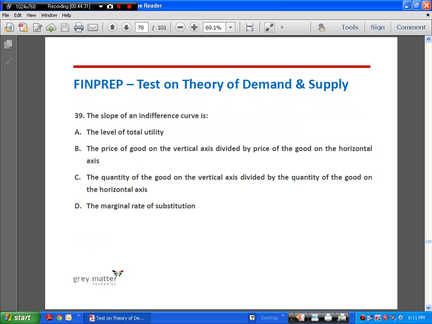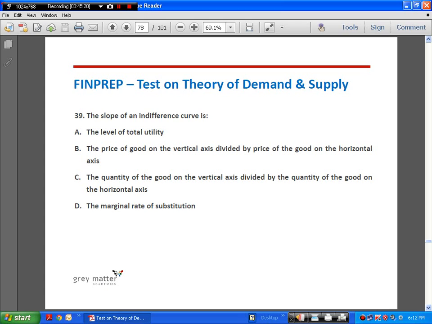39th question. The slope of an indifference curve is: the level of total utility, the price of the good on the vertical axis divided by the price of the good on the horizontal axis, the quantity of the good on the vertical axis divided by the quantity of the good on the horizontal axis, or the marginal rate of substitution. The slope of an indifference curve always measures the marginal rate of substitution. Or in other words, in order to consume an additional unit of one commodity, how much of the other commodity the consumer is willing to sacrifice.